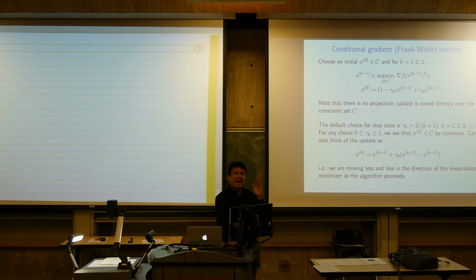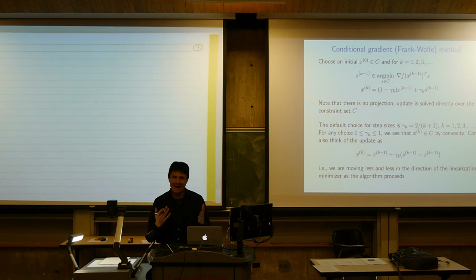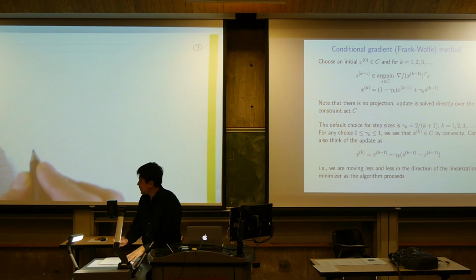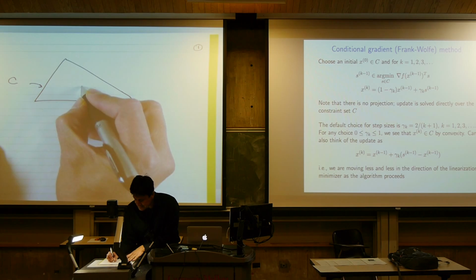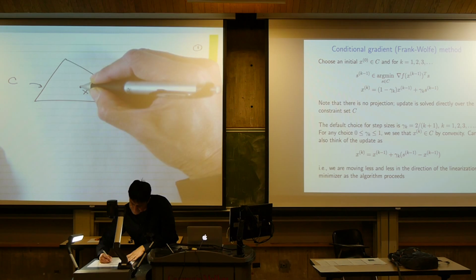So let me draw a little picture here. I'm going to draw a two-dimensional picture, and then I'll show you in a moment a fancy three-dimensional picture that I didn't draw because I have a very hard time drawing that. But the two-dimensional picture is much easier to draw. So suppose that this is your set C, and I'm not going to draw anything fancy, just a triangle. Suppose that you're here, this is your x, and the gradient points, for example, in this direction. Suppose that that is gradient f of x.